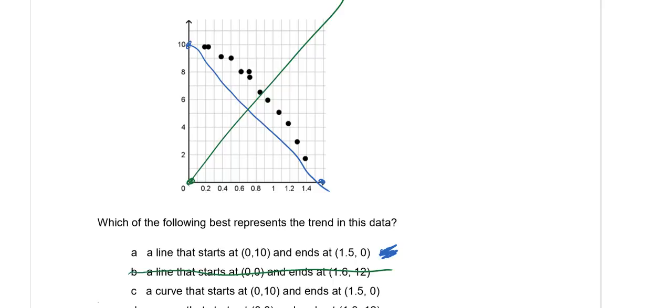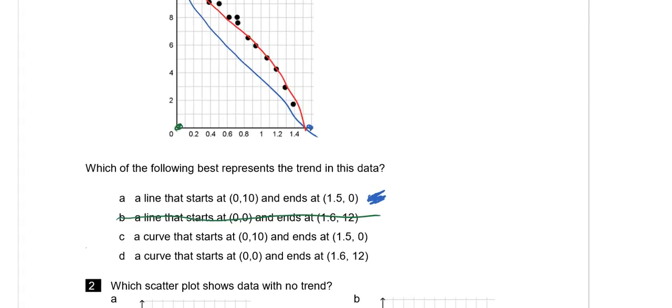C: a curve that starts at 0, 10 and ends at 1.5, 0. I'm going to get rid of this. So I'll make a red one now. So a curve that goes like this. Actually, that's a bit better, isn't it? D: a curve that starts at 0, 0 and ends at 1.6. So that would be something like that maybe. Definitely not that.